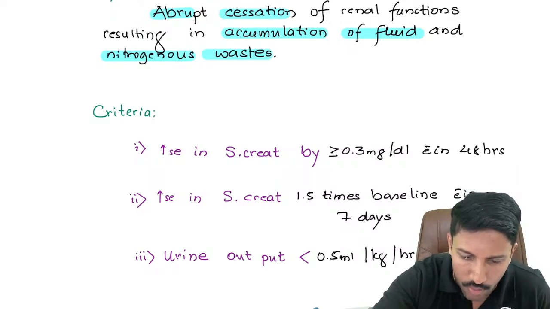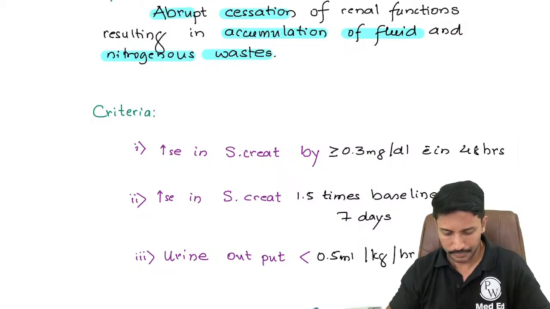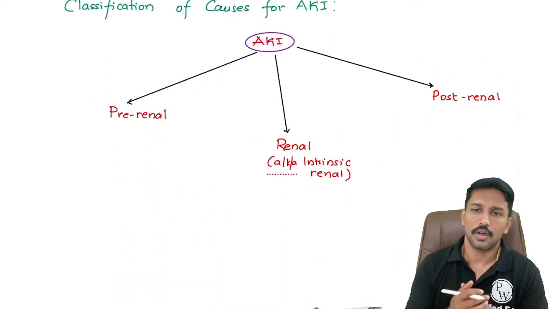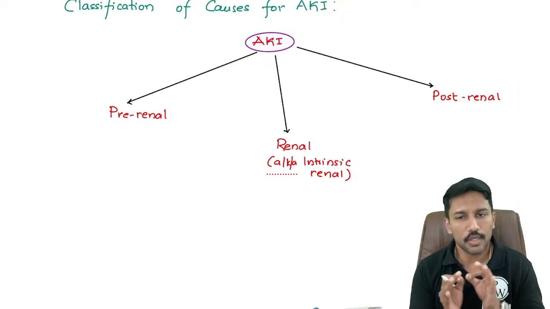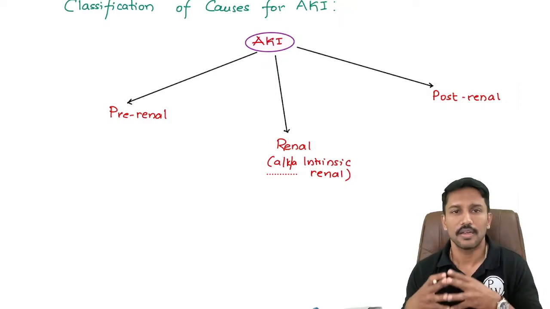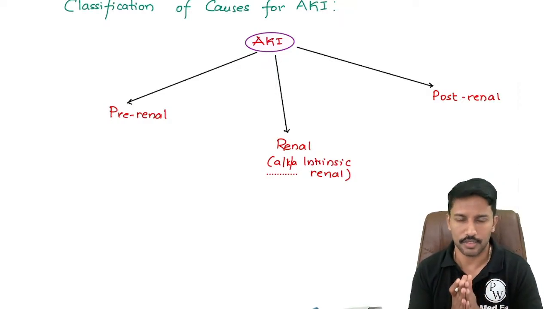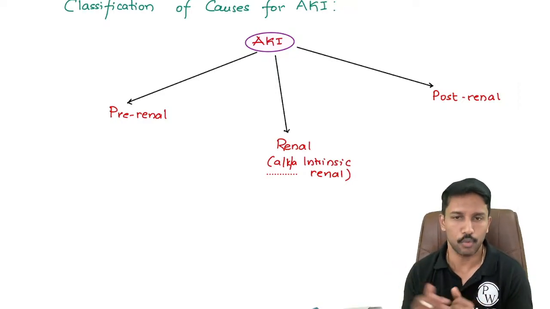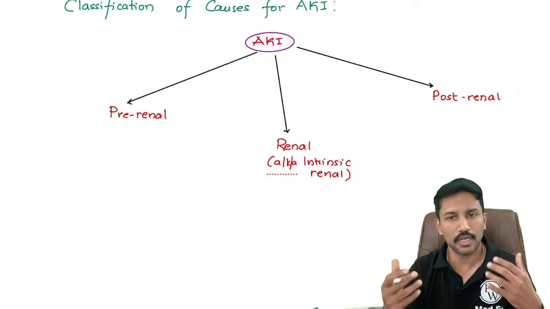I have already completed proteinuria and hematuria. So now coming to the classification of causes. Now we know what acute kidney injury is, so we will look at the classification of causes. The causes will be divided into pre-renal, renal, and post-renal. You can either put a flow chart and write it down, or you can also put a simple diagram.